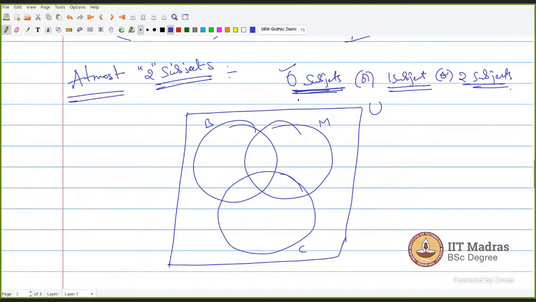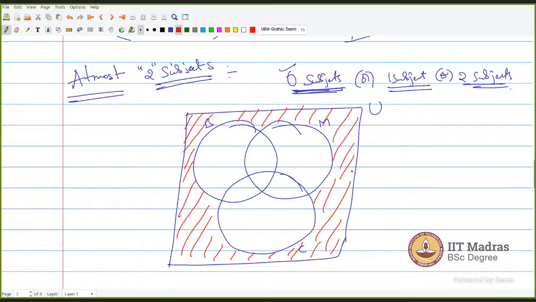That means they haven't chosen any subject. So which region is that? The outer area, the outside box region. All this region is actually the students who haven't chosen any subject, or they have chosen 0 subjects. Now let us shade one subject, only one subject.